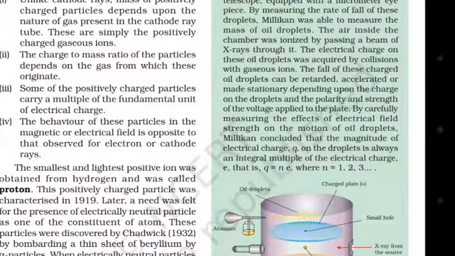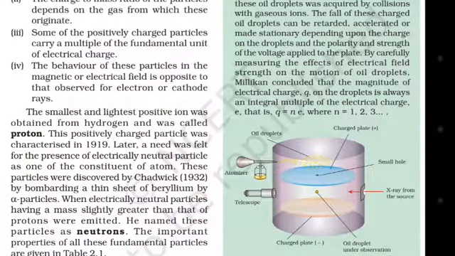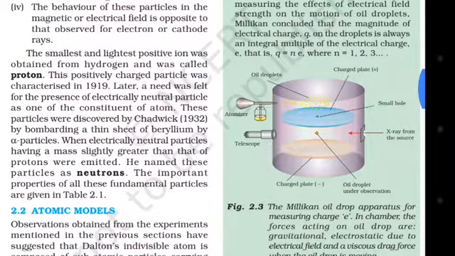The air inside the chamber was ionized by passing a beam of X-rays through it. The electrical charge on these oil droplets were acquired by collisions with gaseous ions. The fall of these charged oil droplets can be regarded accelerated, retarded, or made stationary depending upon the charge on the droplets and the polarity and strength of the voltage applied to the plate. By carefully measuring the effects of electrical field strength on the motion of oil droplets, Millikan concluded that magnitude of the electrical charge q on the droplets is always an integral multiple of the electrical charge e, that is q = ne, where n = 1, 2, 3, and so on.